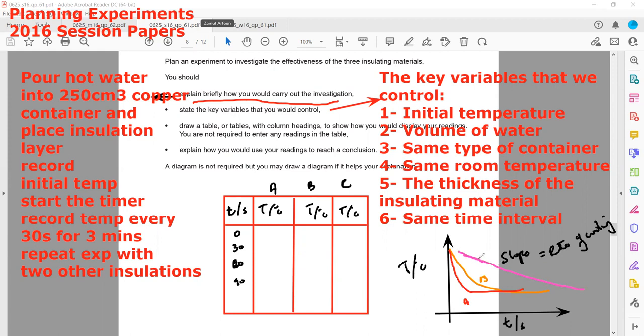So slope represents the rate of cooling. C has a smaller rate of cooling, so that is the effective insulation. Again, you don't have to sketch A, B, C. I'm just explaining that if the graph was there, then how to identify the rate of cooling. You will check the initial slope. The one which is steeper means it cools down faster, and the one which is less steep will take longer to cool down.